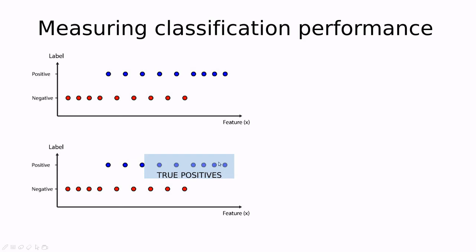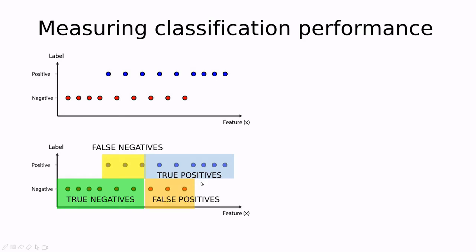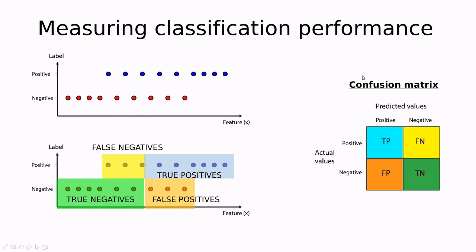So we can calculate the true positives, the false negatives, the true negatives, and the false positives. Of course, ideally, our classifier is so good that everything falls within the true positive and true negative. So we can count in this situation how many of them we have in each box, and we can create what they call the confusion matrix.